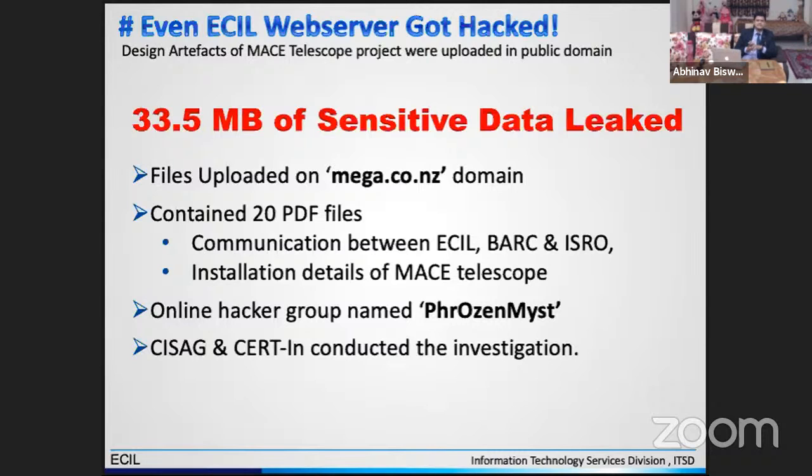So here also CERTIN and CSAC visited our campus. They did the investigation for about a week, found out what went wrong, and how we can prevent it from happening again. And for God's sake, after this incident, in the last 7 years, there has been no major attack in ECIL yet.